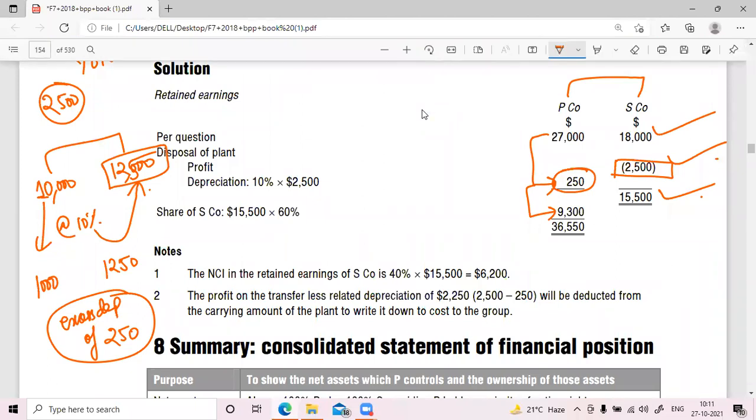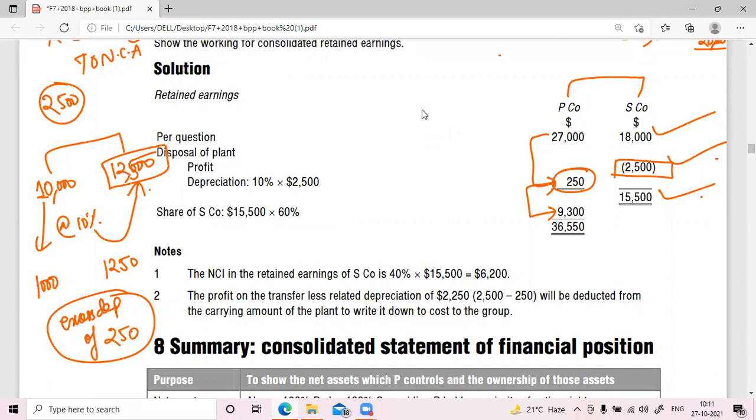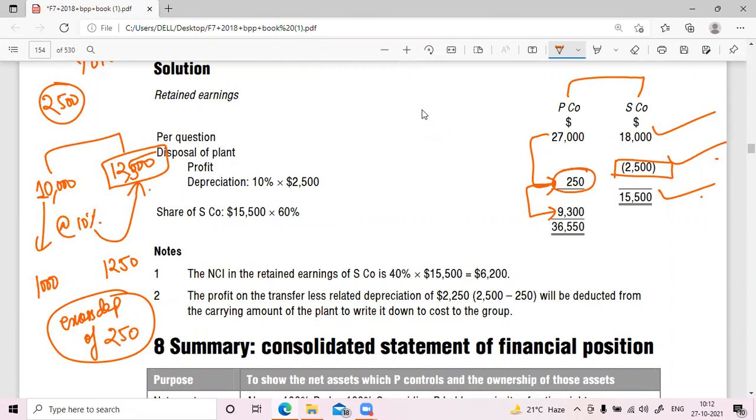Sir, can you repeat once again? 27,000 plus 250, add this. How much? 27,250. And then add this 9,300. 36,550. Then why are you adding this 250 here? Excess depreciation. See, this 250 is what you removed as excess depreciation in consolidation, and this removed thing should be added again.